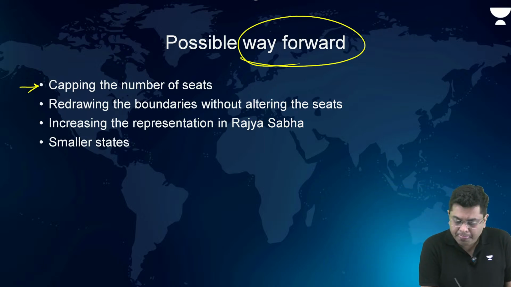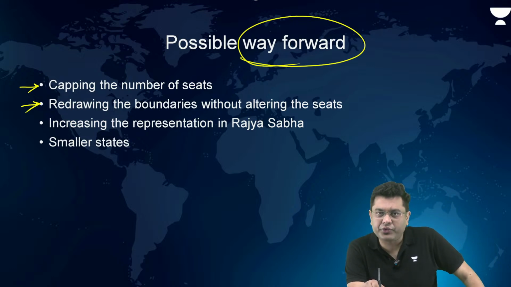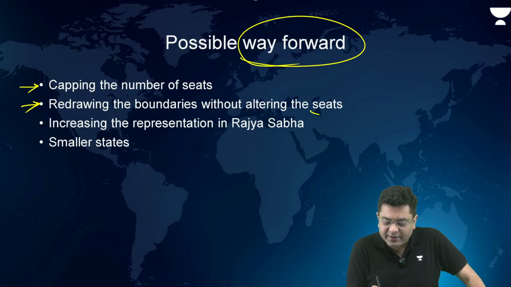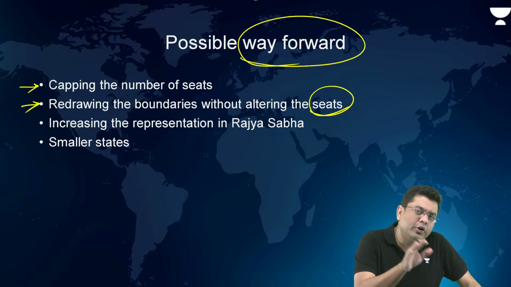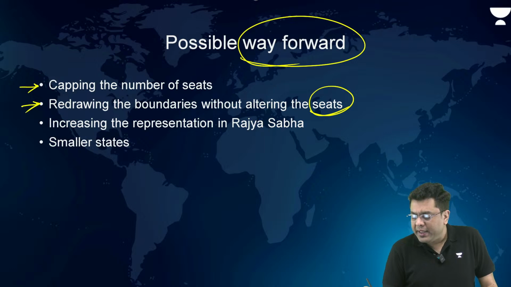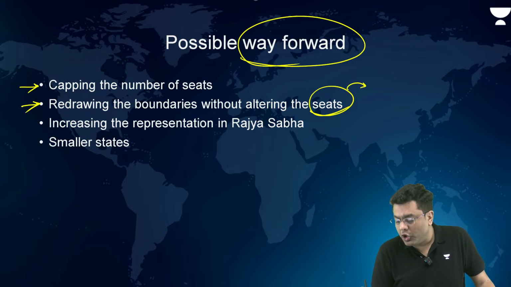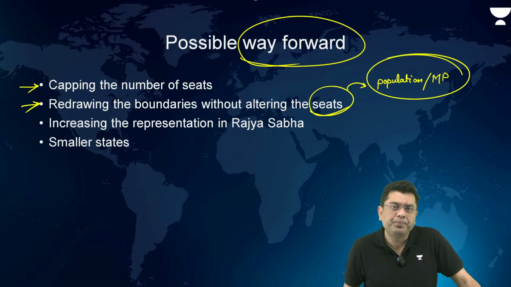Other than that, redrawing the boundaries without altering the states, or rather without altering the number of seats, in order to ensure that the population to MP ratio is the same, right? So here, in this case, you redraw the boundaries in order to ensure that the population to MP ratio remains the same.